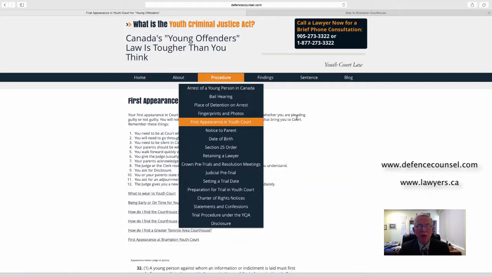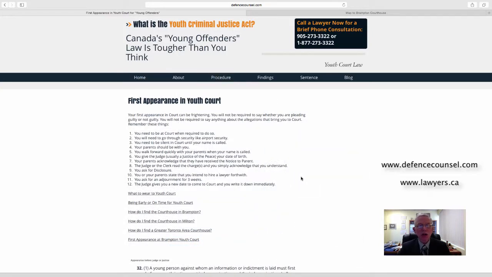The first appearance page will give you information about what you need to remember when you first go to court on the first occasion. In particular, you need to be properly dressed. You need to be asking the court for an adjournment when the judge or justice of the peace asks you what you wish to do. You will probably need to give the justice of the peace your date of birth, and the justice of the peace will want to know if parents are present.